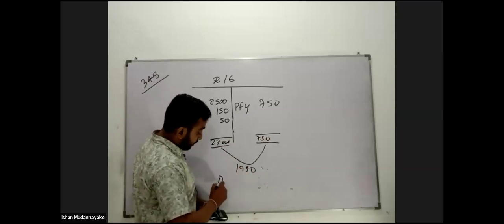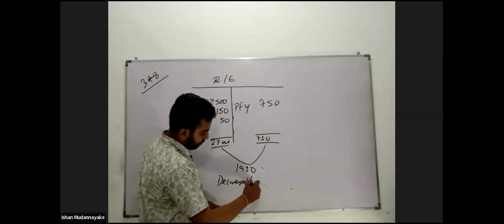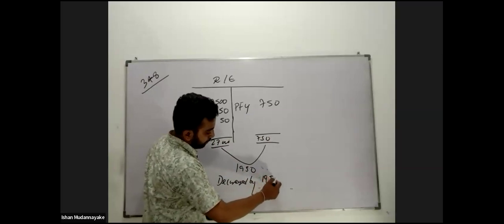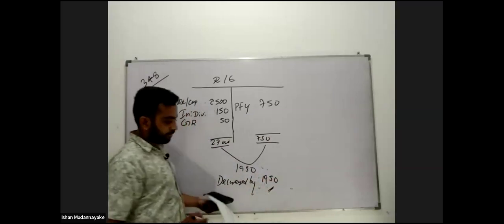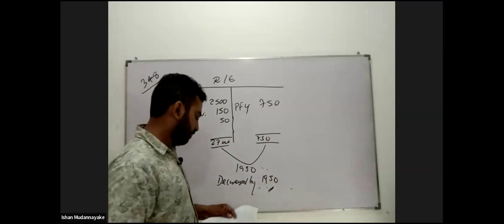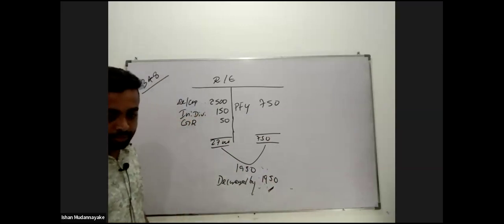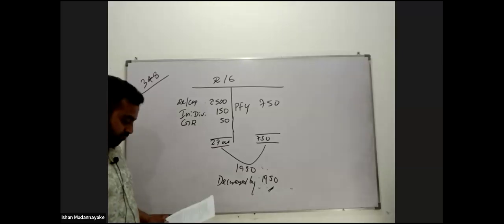Am I right on the answer? Decreased by 1,090. That's the answer. Clear? Already clear. Kapila, Shamani, clear? Right.